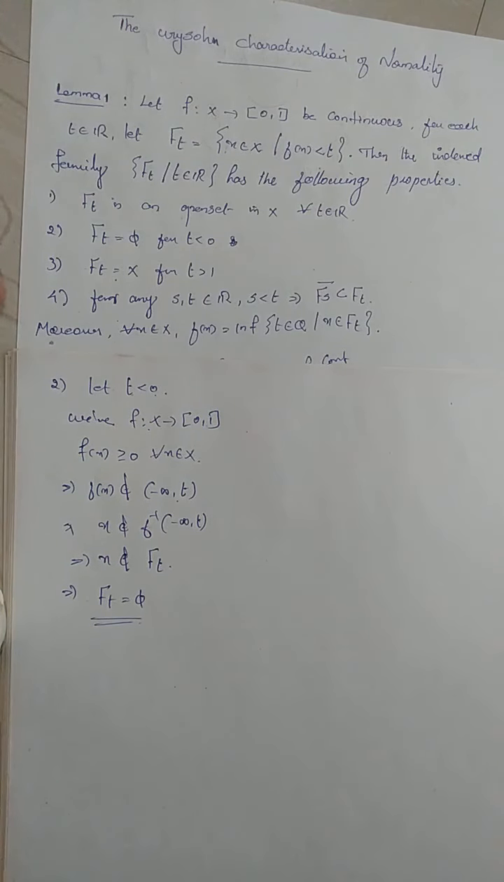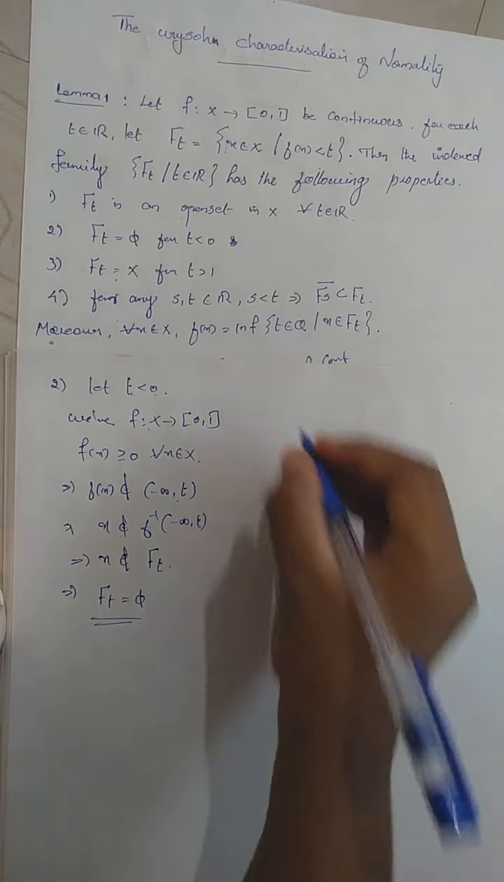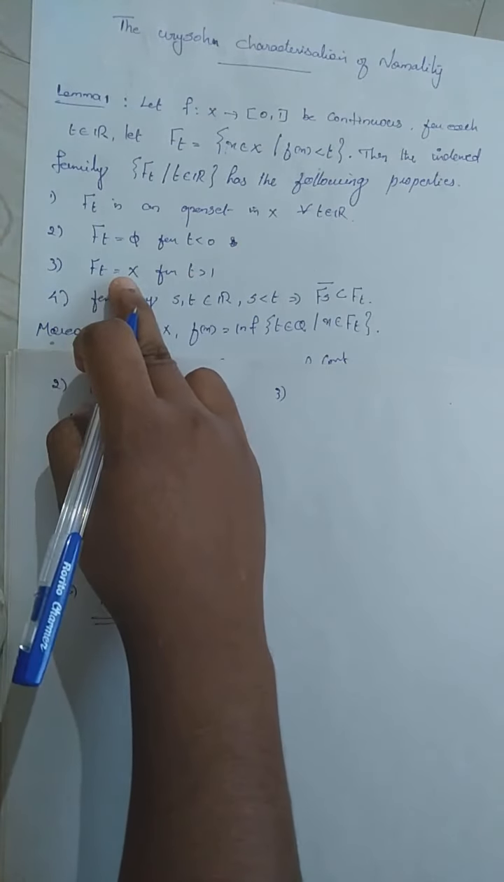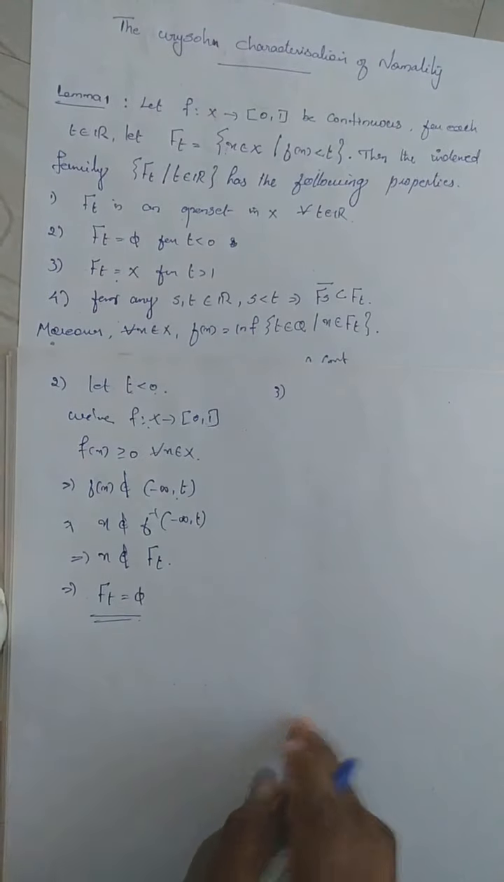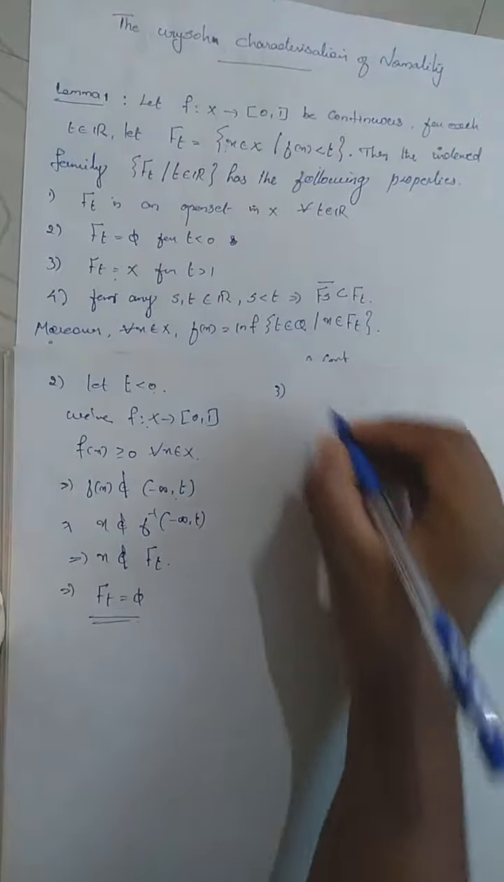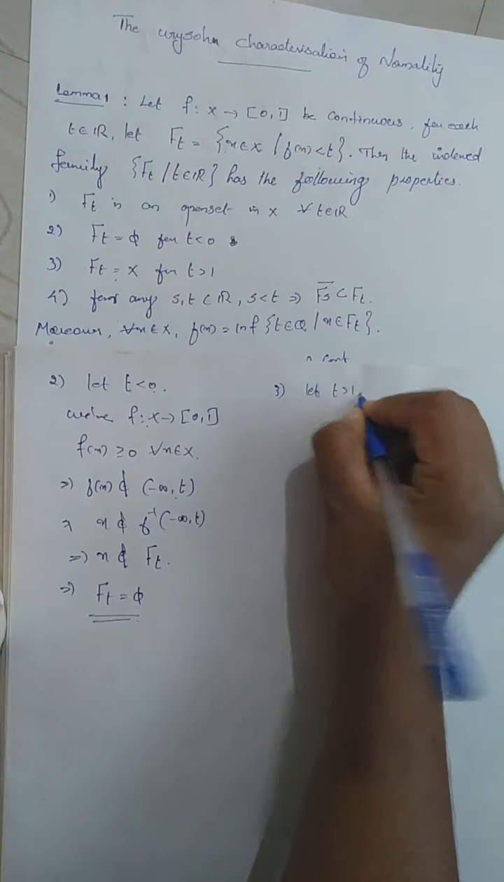Okay, F_t must be an empty set. Now for the third property, we need to prove that when t is greater than 1, F_t is equal to our whole space capital X. Okay, so let t be greater than 1.